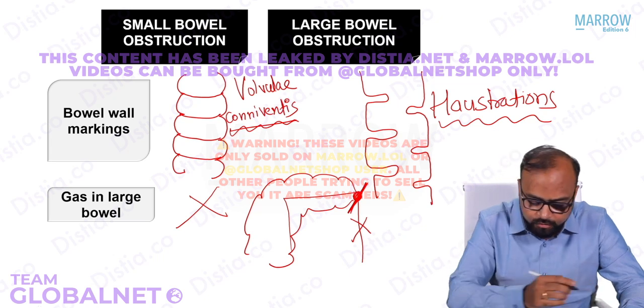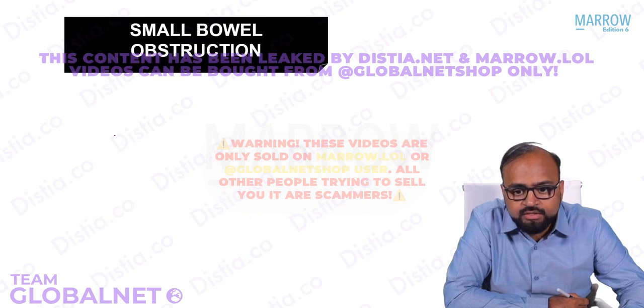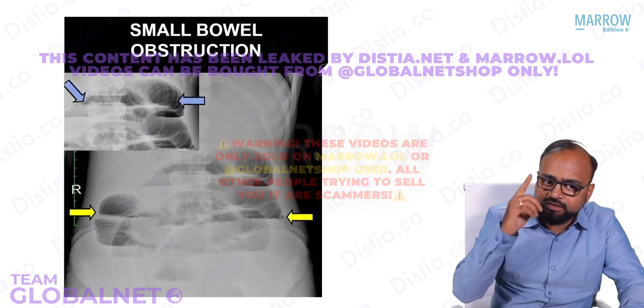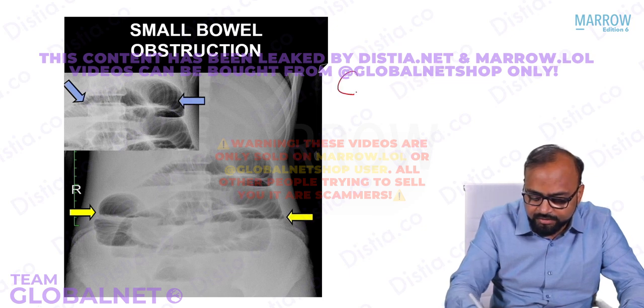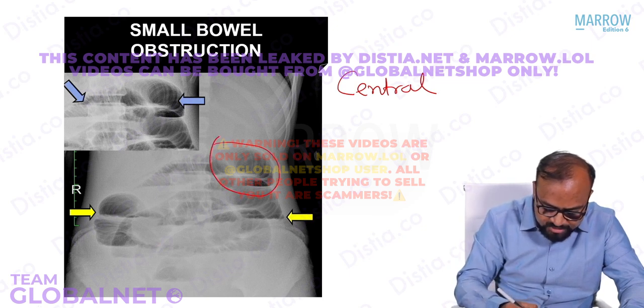The most important one of them is to look at the bowel wall markings. So let us look at bowel wall markings. See here. Look at these bowel loops. First tell me, where are these bowel loops located? Central or peripheral? Yes, they are located centrally. Now look at the bowel wall folds. Watch carefully. I have put up a zoomed inset there.